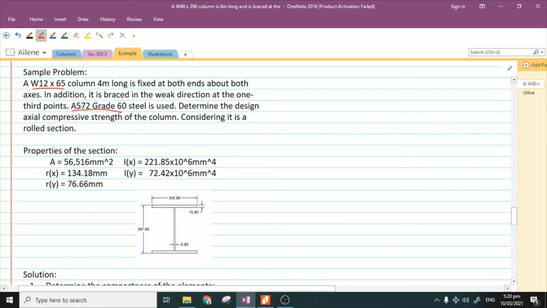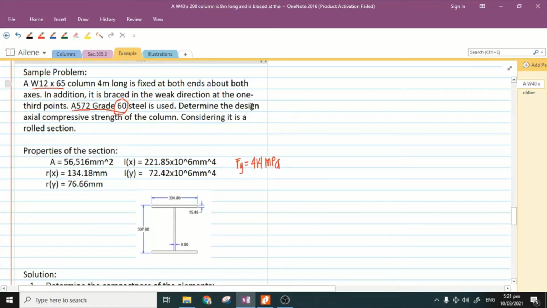So here, what this refers to is the yield stress of the steel used. Usually, in the previous examples, we have the grade 36, which has an Fy of 248 megapascal. And then, here, this grade 60, which is 60 ksi, if we convert it to metric unit, its equivalent is 414 megapascal.